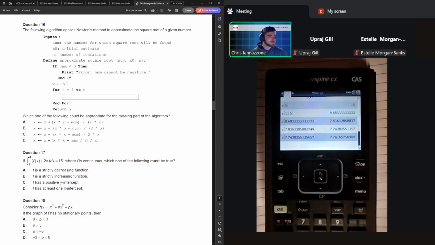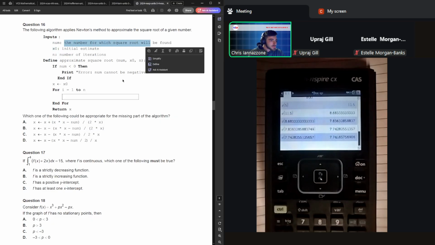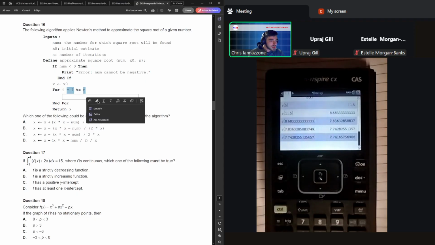Okay. Inputs, as always, define what each of these variables mean. In the define statement itself, the order in which those variables appear matters. So when you run this algorithm with a particular input, it's that order that matters. Now in this case, we don't actually have a running of the algorithm per se. We're trying to figure out what one of the missing lines of code is going to be.